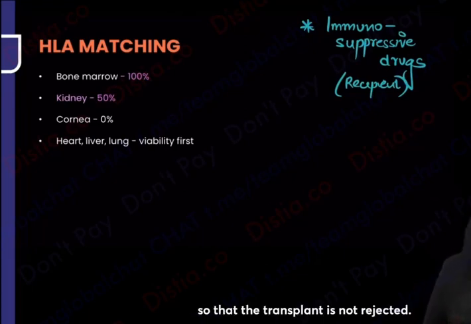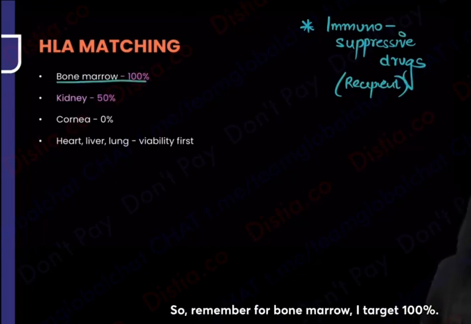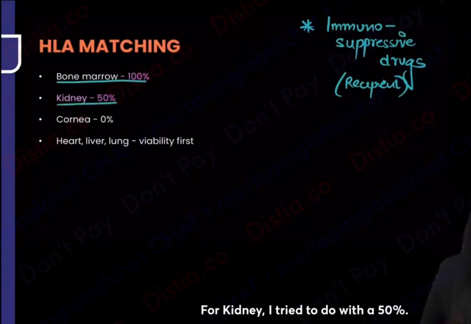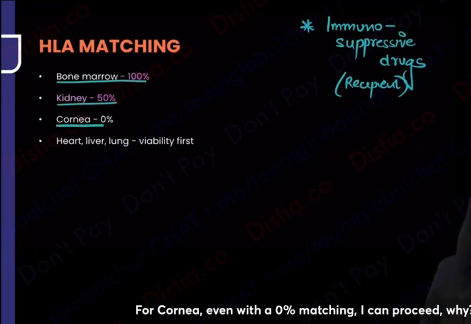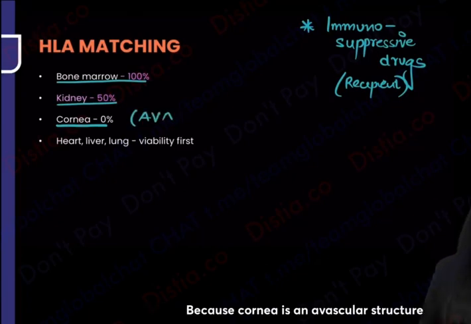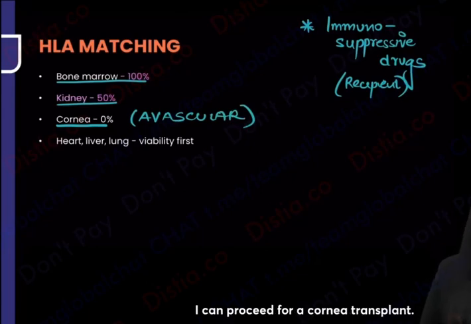is not rejected. So remember, for bone marrow, I target 100%. For kidney, I try to do with 50%. For cornea, even with 0% matching, I can proceed. Why? Because cornea is an avascular structure, and even without matching, I can proceed for a cornea transplant.